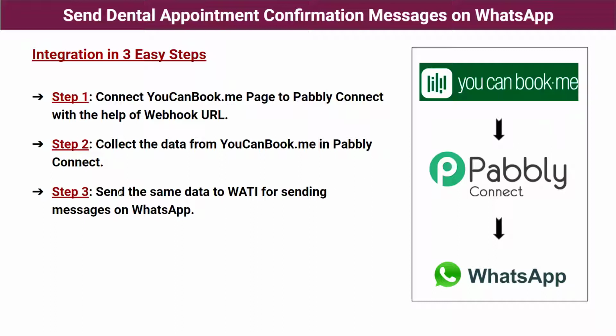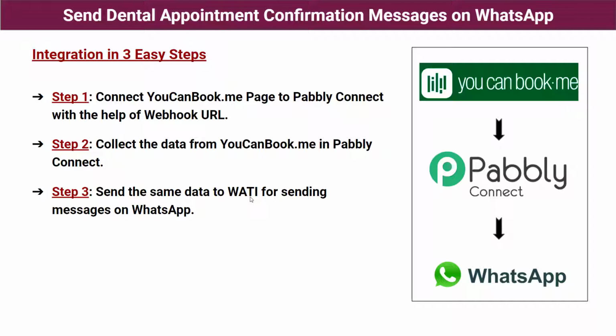Now in the third step, we need to send the same data to VITA for sending messages on WhatsApp. As the data is collected into Pabbly Connect from YouCanBook.me, we need to transfer the same data into VITA so that we can start sending messages on WhatsApp. Now I know you must be thinking, why did I mention this term VITA and what is it?